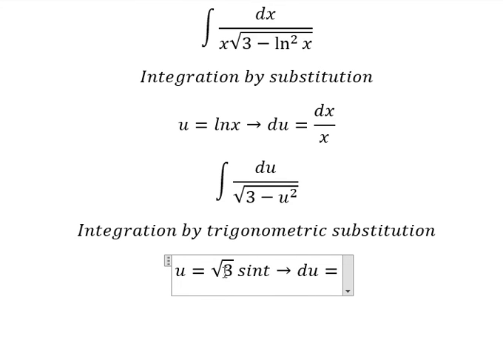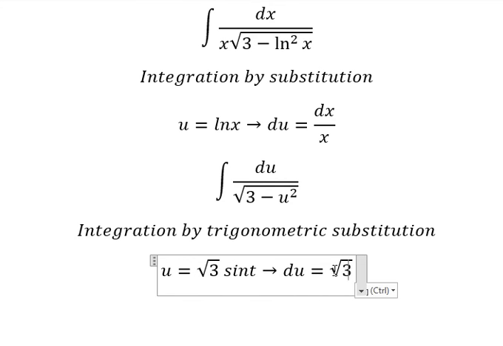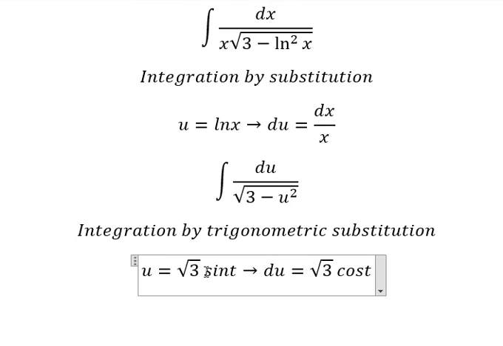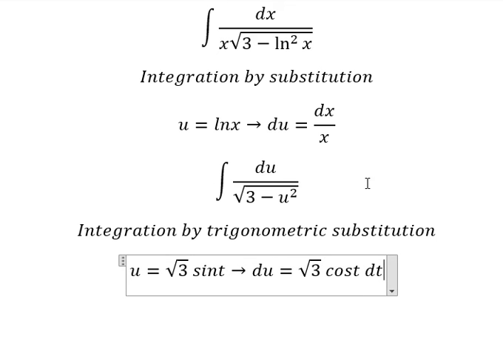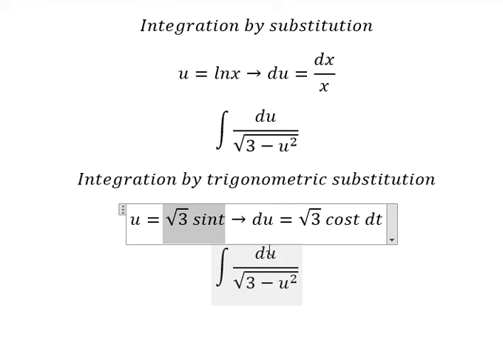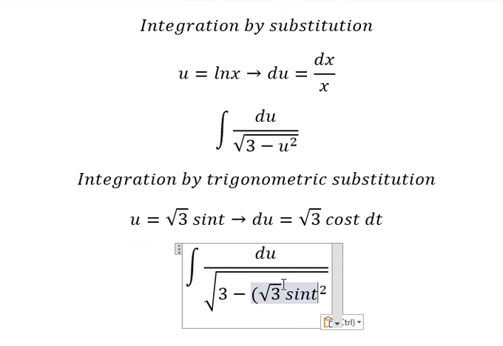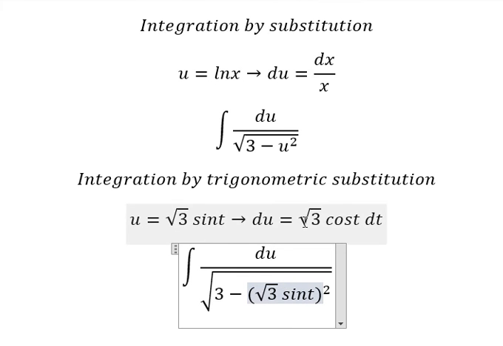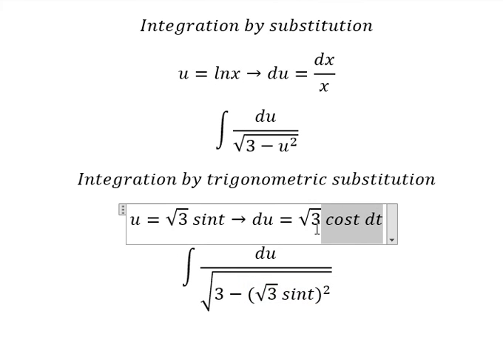Du, we have the square root of 3 cosine t, because we first take the derivative of sine t, we have cosine t, and we put dt. So I will put this one going here. Du, that is this one.